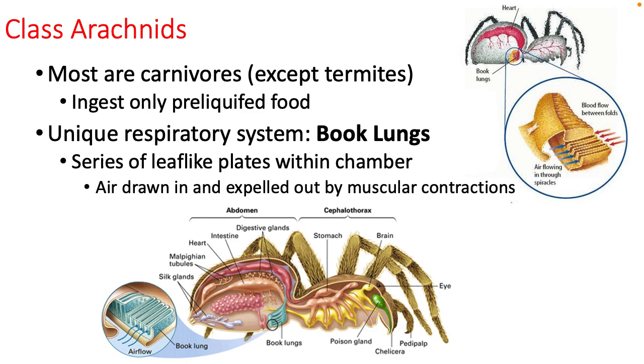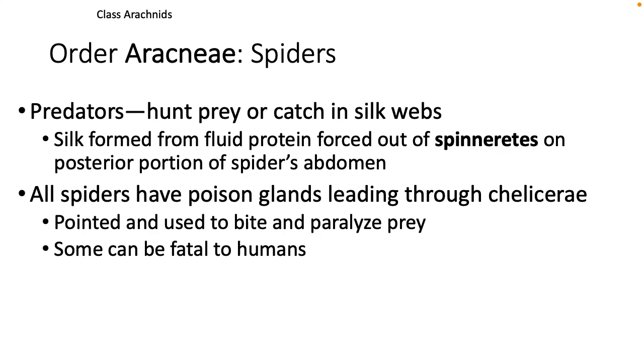So underneath the class arachnids, you have the order Araneae, which are your spiders, and they are predators. They usually catch their prey in silk webs, and that silk comes from the spinnerets. So it's formed by the spinnerets. All spiders do have a poison gland that leads through the chelicerae, and they use it to bite and paralyze their prey, and some are fatal to humans.